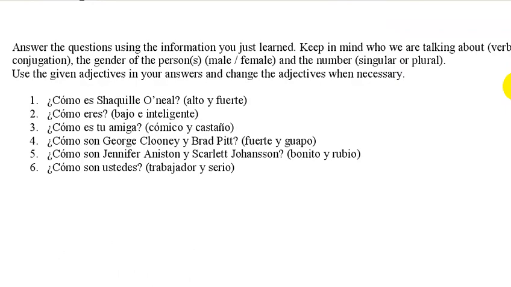Keep in mind when you're answering them the gender of the person, whether it be a female or a male, and also the number, singular or plural. So if it's male or female, you want to keep alto or alta, and then if it's singular or plural, it would be alto, altos, or altas. So you have to keep those kind of things in mind. And don't forget the correct version of the verb ser in your answer, the soy, eres, es, somos, or son. So there are your 6 questions.